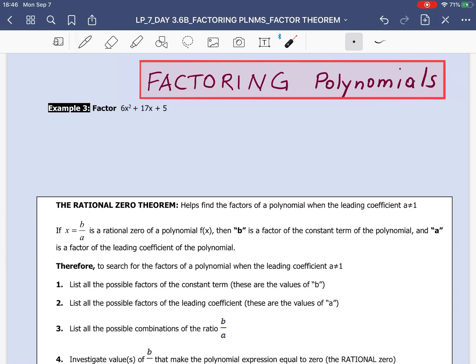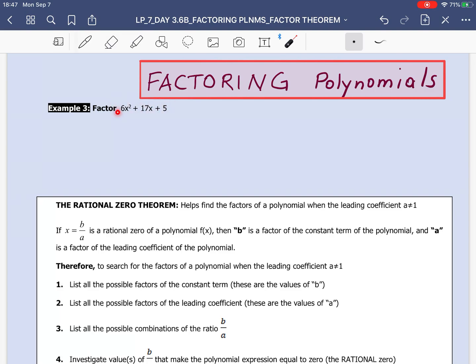Hello and welcome. We will continue with factoring polynomials, but this time we're looking at polynomial expressions where the leading coefficient is different than 1. With leading coefficient being different than 1, the rules or the process of factoring will change slightly, and we'll point out those changes and discuss them together.